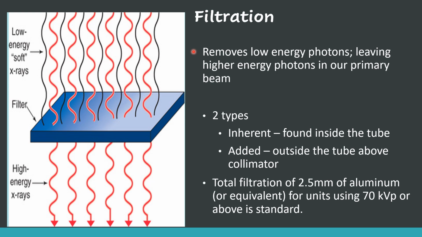Filtration removes low energy photons, leaving higher energy photons in our primary beam. 2 types: inherent, found inside the tube; added, outside the tube above the collimator. Total filtration of 2.5 millimeters of aluminum or equivalent for units using 70 kVp or above is standard. So here all the X-rays are hitting the filter and only the high energy X-rays are coming out. They call that hardening the beam.